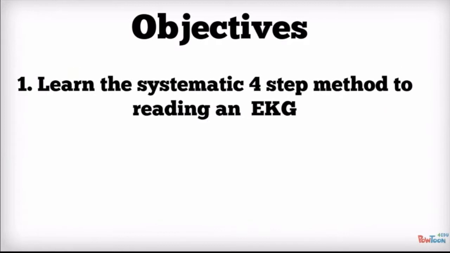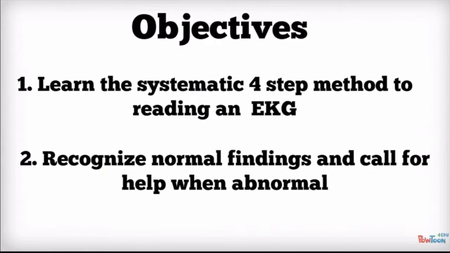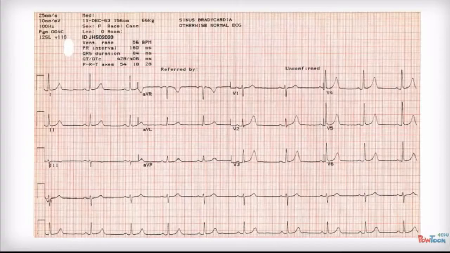So I have two objectives. One, learn the systematic four-step method to reading an EKG. And two, recognize normal findings and call for help when the findings are abnormal.